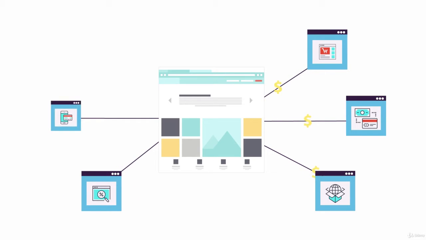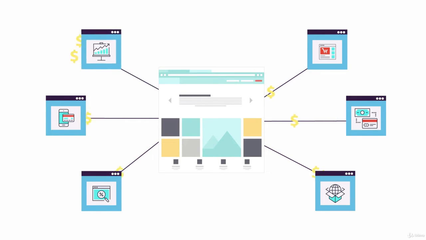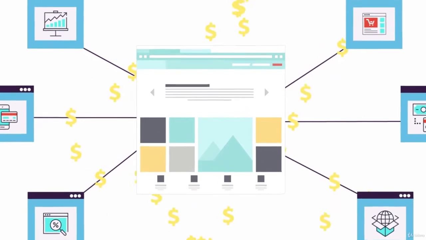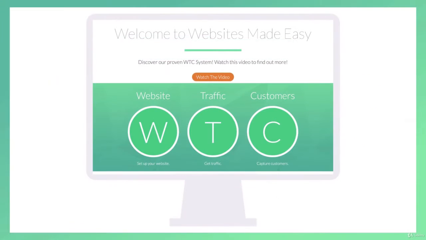So how exactly do you start a money-making website? Creating your site just takes 3 easy steps using my proven WTC system, which is as follows. Now, step 1 is website, which is where you create your website. Step 2 is traffic, which I show you how to properly set up your site to get tons of quality traffic. And step 3 is customers, where you turn your traffic into subscribers and paying customers.